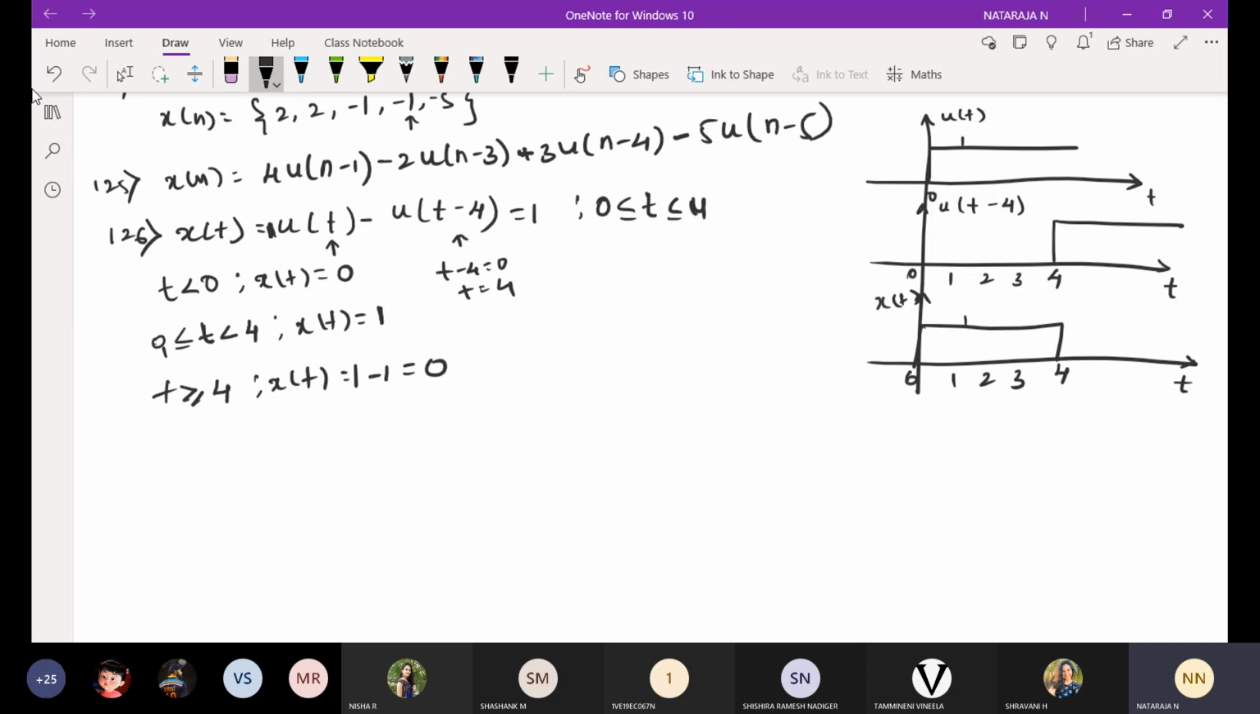Next, try the second problem. U of t plus 1 minus u of t minus 1. See, write properly. This is t, this is plus. It will look the same. Try this problem.